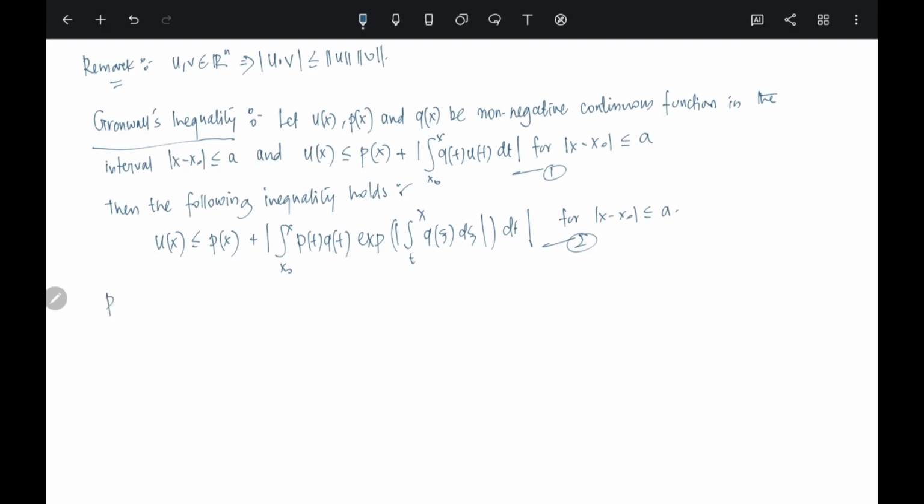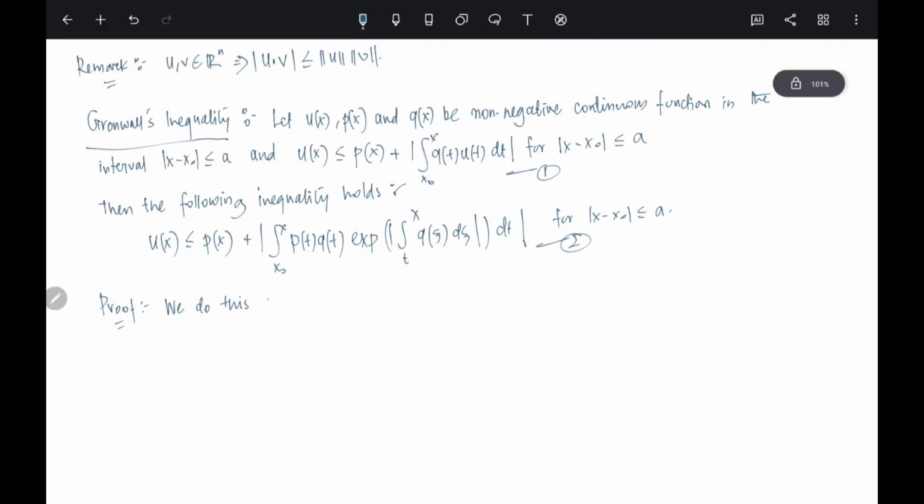So let's look at the proof of this. We do this for this interval; you can do it for the other one also, exactly the same thing, it doesn't really matter. So you can just check the other part also. We'll do it for x between x₀ and x₀ + a. So what we do is we define a new function r(x).